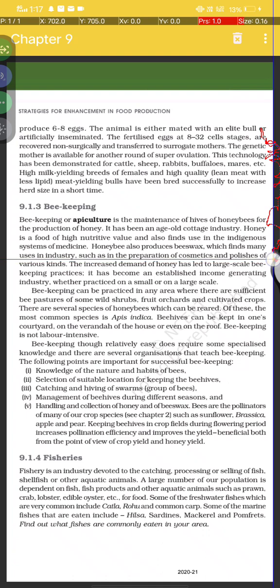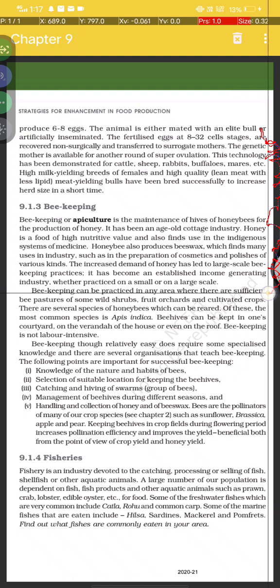such as in the preparation of cosmetics and polishes of various kinds. The increased demand for honey has led to large scale beekeeping practice, and it has become a stabilized and income generating industry, whether practiced on a small or on a large scale.